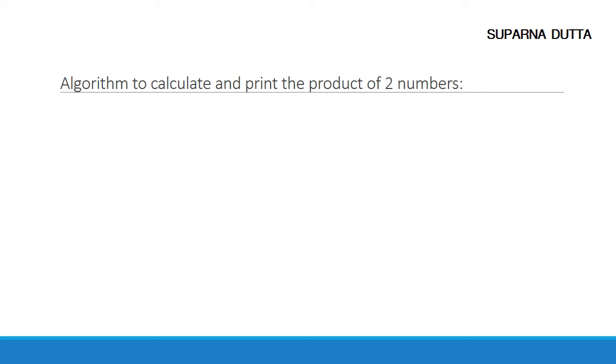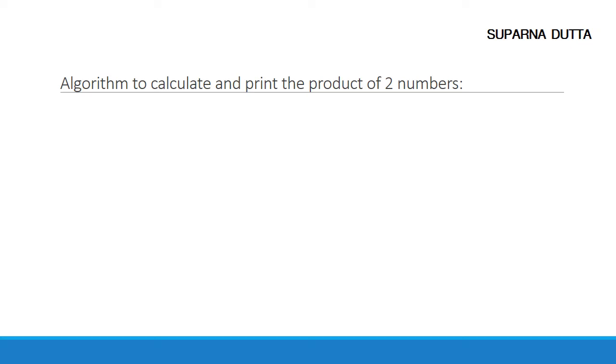Let us write a very simple algorithm which is to calculate and print the product of two numbers. Now if you are asked to give the product of two numbers, the next question in your mind will be what are those two numbers. So you need to take the two numbers, multiply them, and you give the answer. This simple thing, when you write it in words in a stepwise manner, becomes an algorithm.